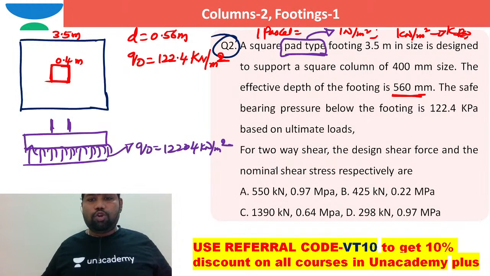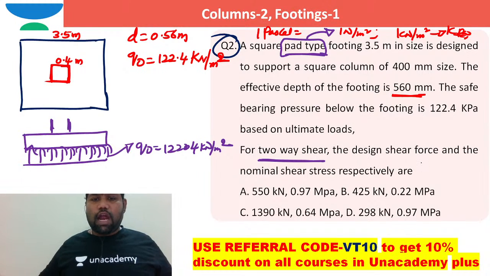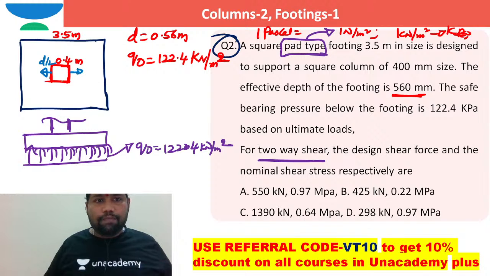What I teach you for two-way shear, to work out the two-way shear force, the design shear force and nominal shearing stress. What is the design two-way shear force? The design two-way shear force will exist in the two directions, right? The failure of two-way shear will happen in both the directions, both longitudinal direction and also in lateral direction in this way. And at what distance will it happen? It will happen at a distance of d by 2 from the face of the column.